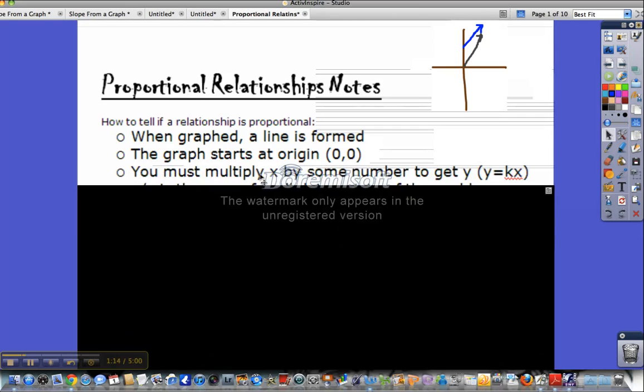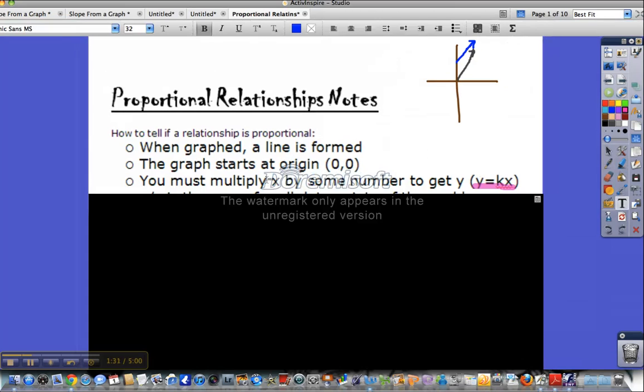Next thing says you must multiply x by some number to get y. So that means if I were going to write an equation for any proportional relationship, my equation could be written in the form of y equals kx. Now it says multiply, but you could also be dividing. As long as you're not adding or subtracting, then you're fine. So multiply, I'm going to add in there, or divide.